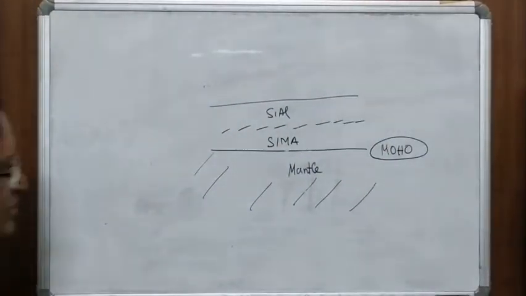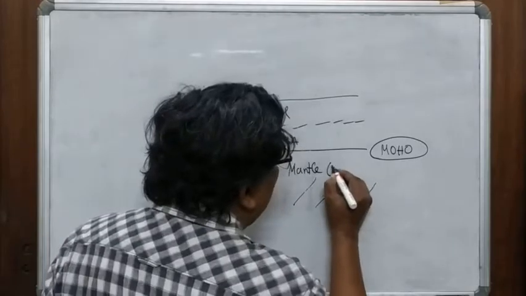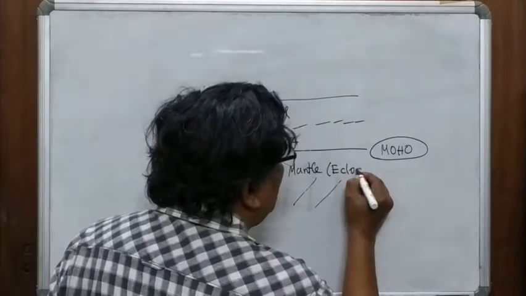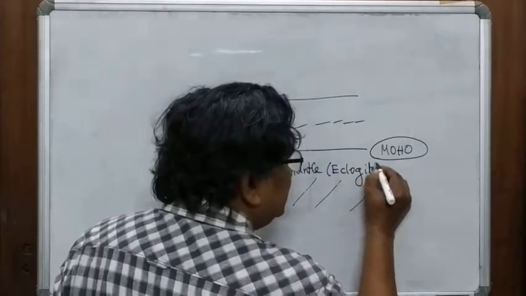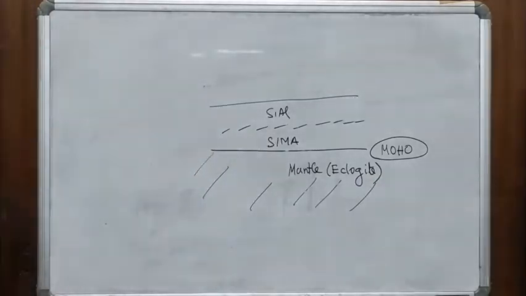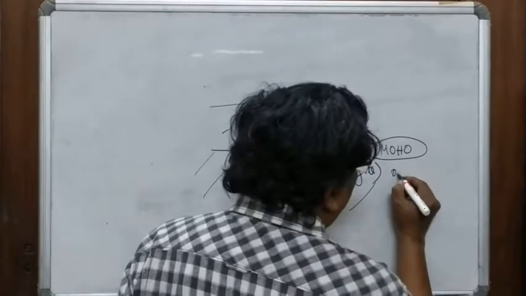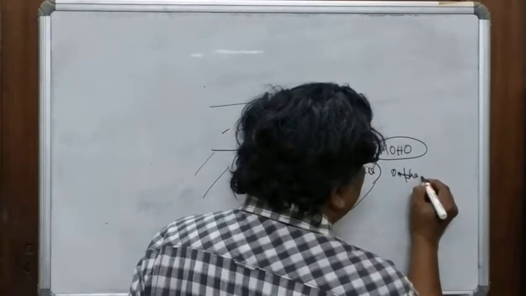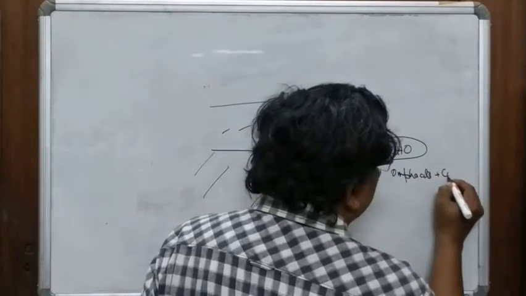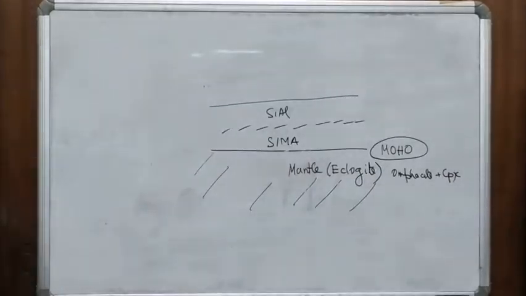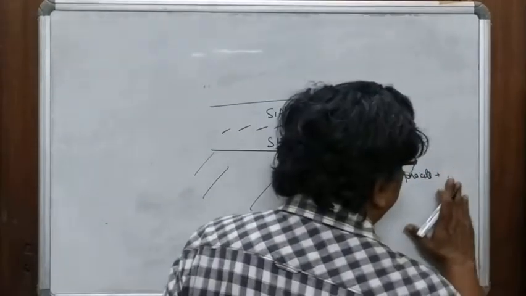People thought that the mantle was composed of eclogite. Have you understood? The mantle was composed of eclogite. What is eclogite? I just told you. Omphacite plus clinopyroxene. Omphacite plus garnet.